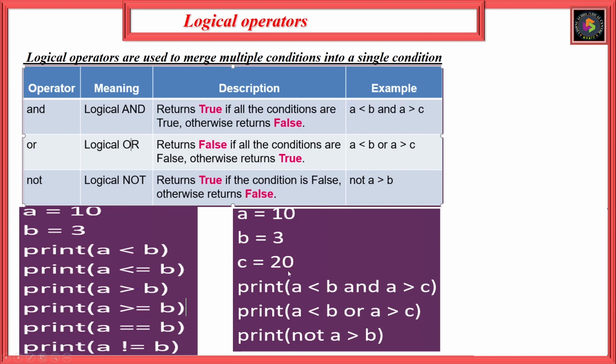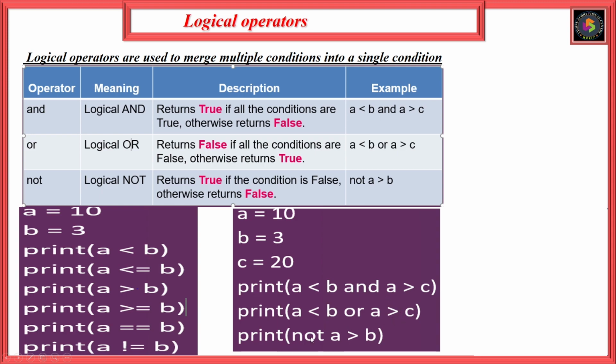In the case of these logical operators, print A is greater than B. Is it true? Else, A is less than C. Then the output will give you true. You will not get any value, simply true or false. The next one is A is less than B or A is greater than C. If both the conditions are true, then it will give the true condition. Here you will be getting false, because A is less than B, A is greater than C. So it is a false condition.